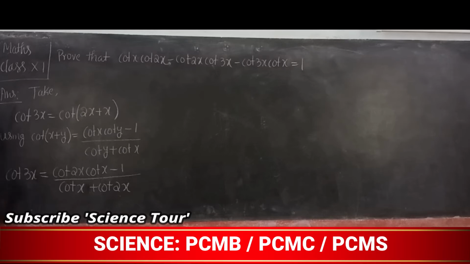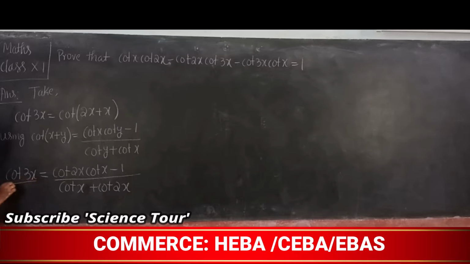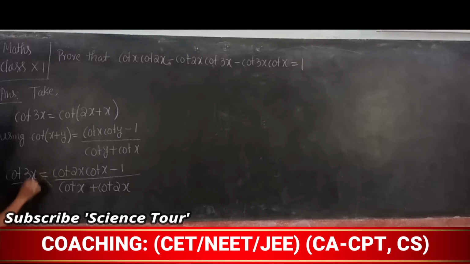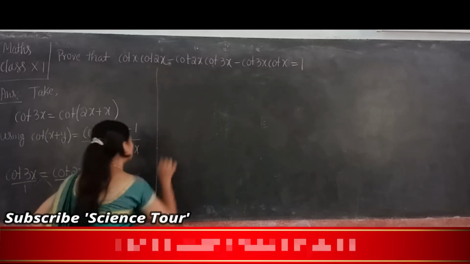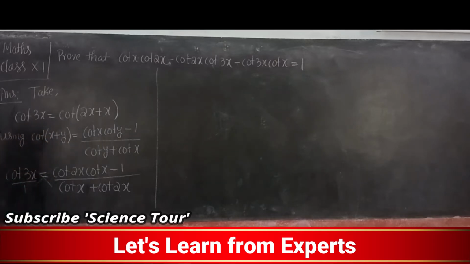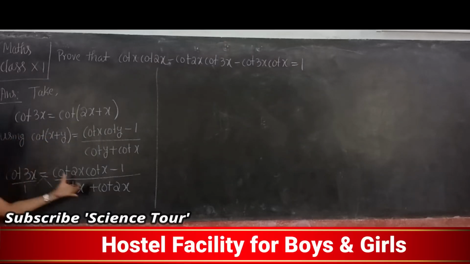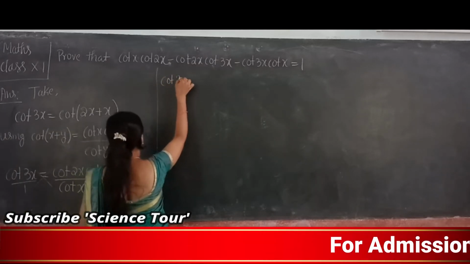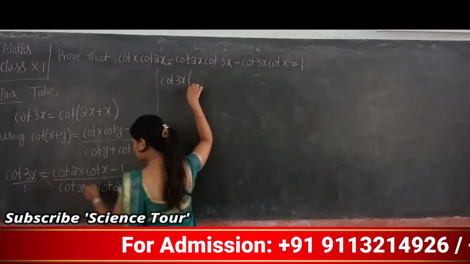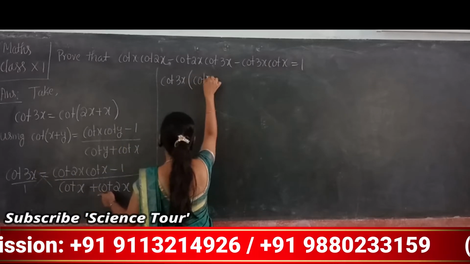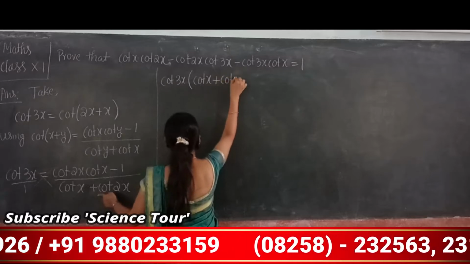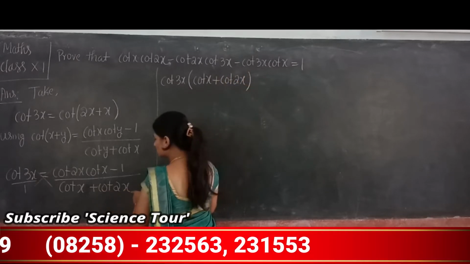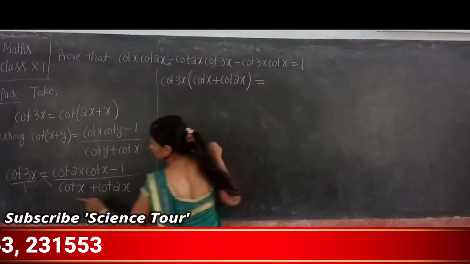So next, what did we do? Here is a cross multiplication, right? So cot 3x can be written as cot 3x divided by 1. Now cross multiply. Cot 3x into this one, that is cot x plus cot 2x, which is equal to 1 into this one.